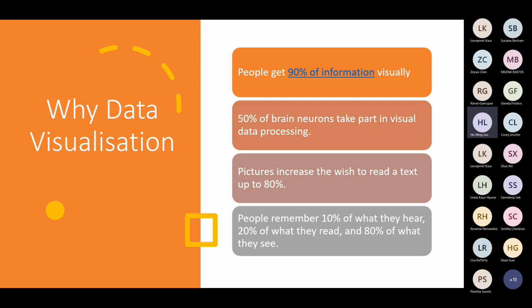And also these statistics here: people get 90% of information about their environment from their eyes. Visually, what they see, they remember 90% of the information. And 50% of brain neurons take part in visual data processing. Pictures increase the wish to read a text up to 80%.